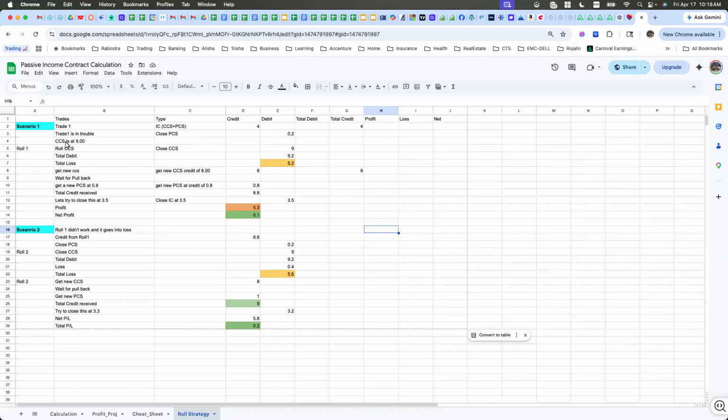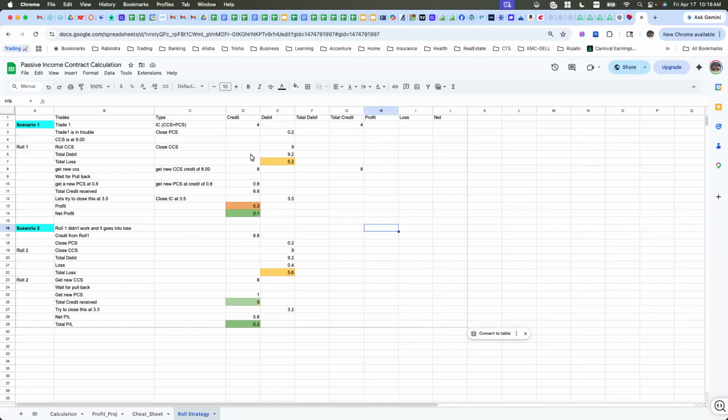Now your CCS is still in trouble because the market is going higher. So CCS is at kind of 9. Now we are trying to roll that CCS, so we are closing CCS at 9. Basically, the roll concept is that it will close the existing one and open the new one. So in this step, we close CCS at 9, so the total debit you are paying is 9.2.